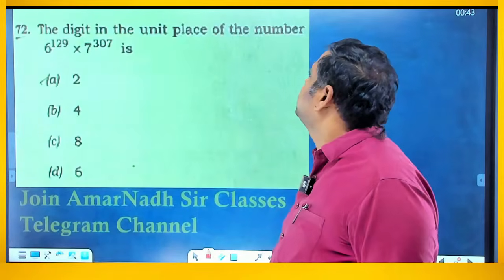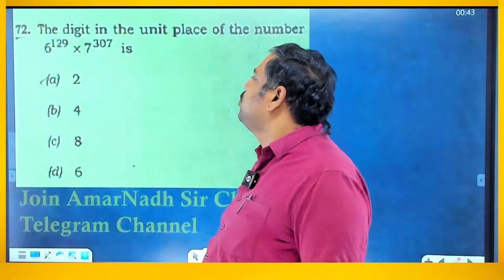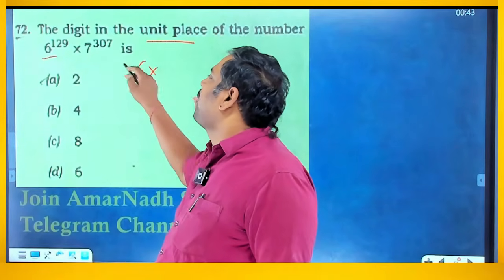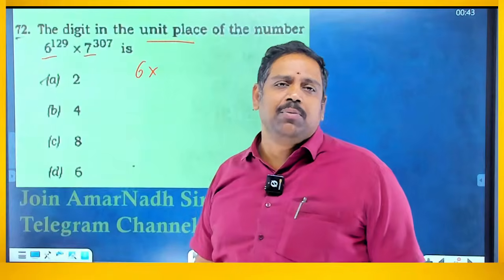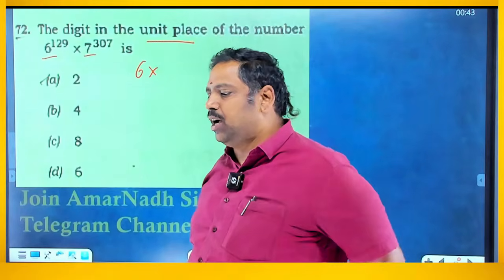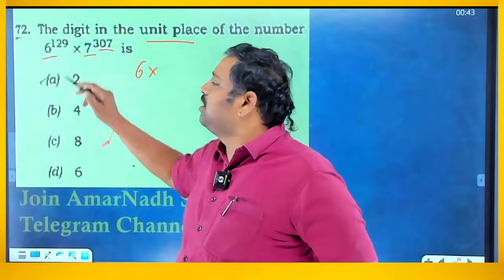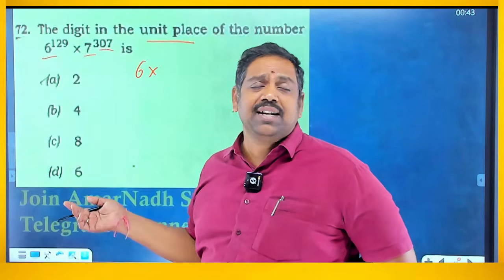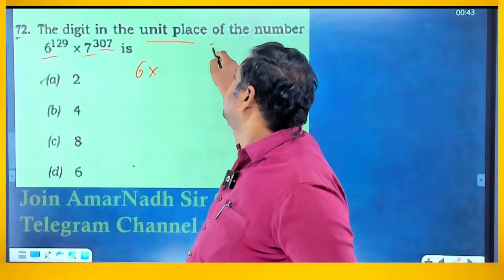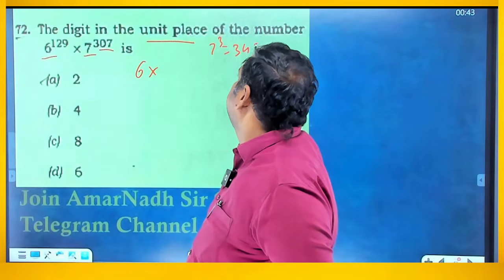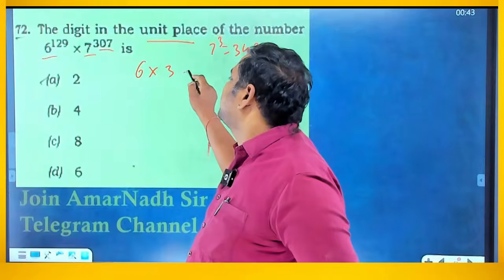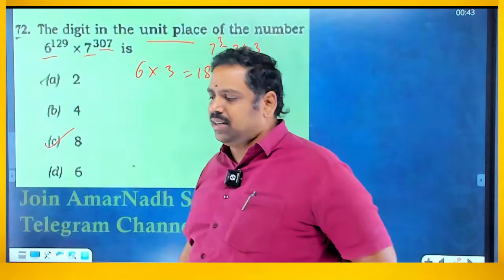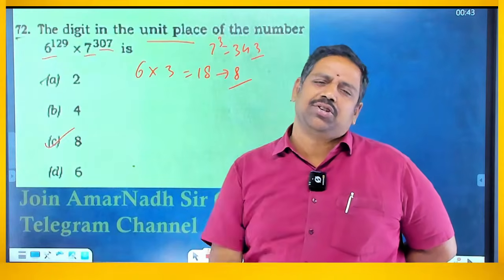The digit in the unit place of the number is. The unit place, we directly discussed, right? 6 means periodicity is 1, always 6. 7 means periodicity 4. Periodicity 4 means divide the last two digits of the power by 4, right? Divide 07 by 4. The remainder is 3. So you take 7 cube. 7 cube is 343. You have to take the units place, 3. 6 threes are 18. So the units place is 8. Which option is the answer? It is C. A very easy question, right?